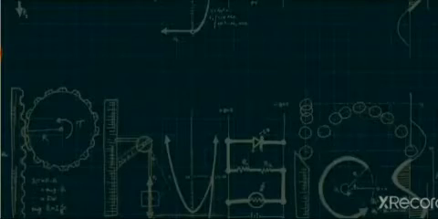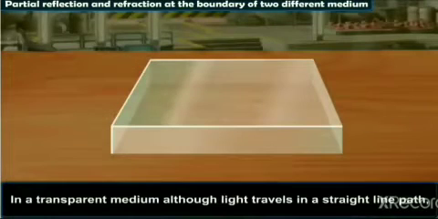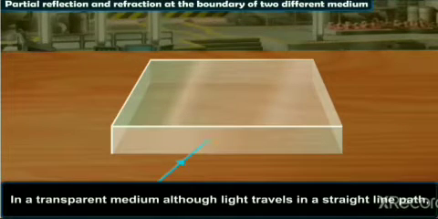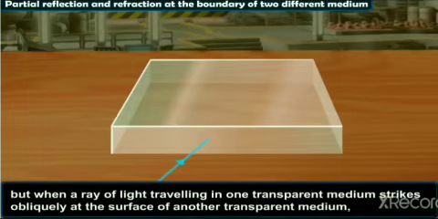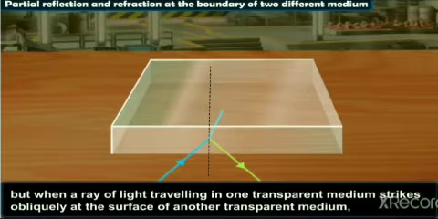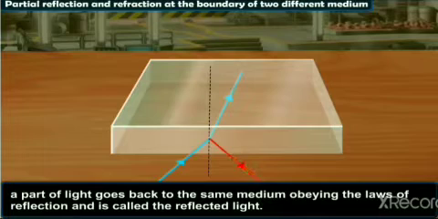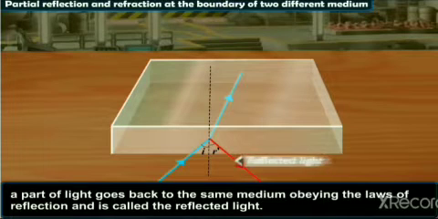Action of light. Partial reflection and refraction at the boundary of two different media. In a transparent medium, although light travels in a straight line path, when a ray of light traveling in one transparent medium strikes obliquely at the surface of another transparent medium, a part of light goes back to the same medium, obeying the laws of reflection, and is called the reflected light.